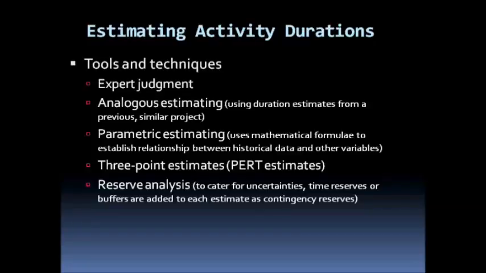We could depend on 3-point estimates, which are referred to as PERT estimates. PERT stands for Program Evaluation and Review Technique, and it introduces the concept of risk and uncertainty in our estimates. So instead of just using a 1-point estimate as in saying this activity will take 2 days, PERT says we should use 3 different estimates to arrive at an expected estimate.